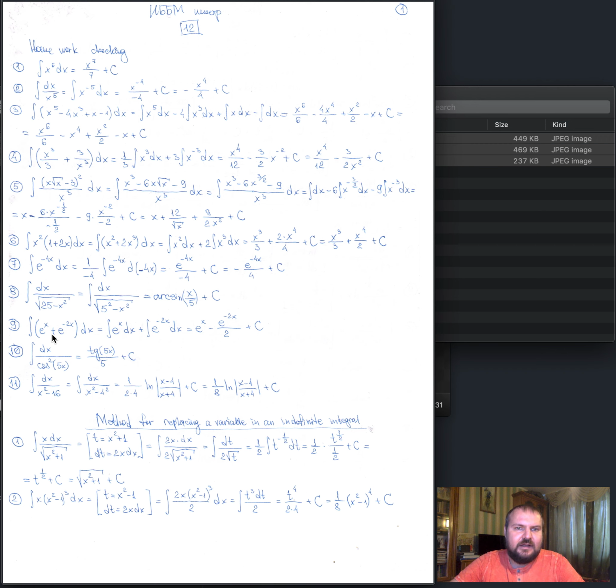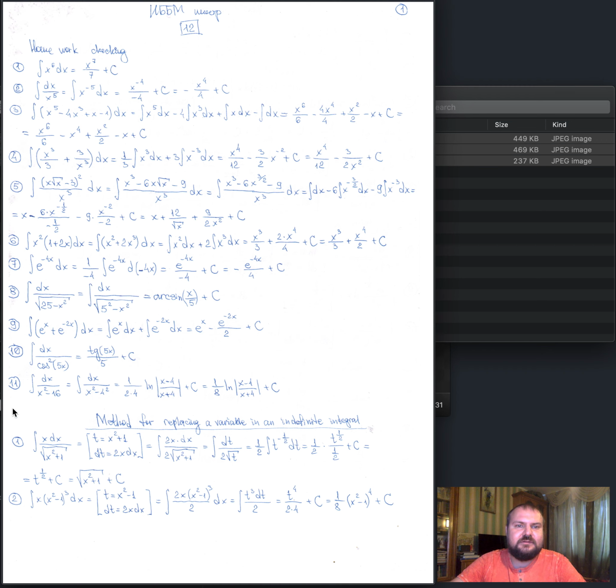Number 10, integral dx divided by cosine squared of 5x. We need to construct d of 5x by moving under the differential sign, and of course we'll get 1 by 5 d of 5x. And the table integral here, the integral of 1 over cosine squared of some expression, will be the tangent of this expression.